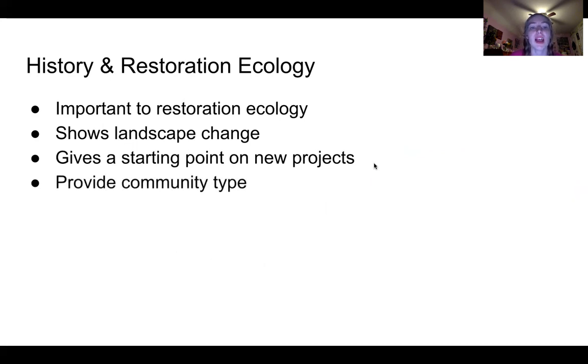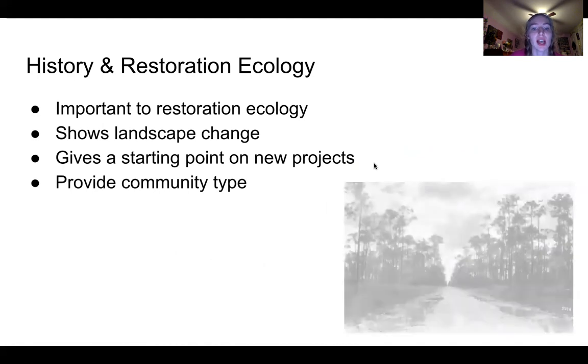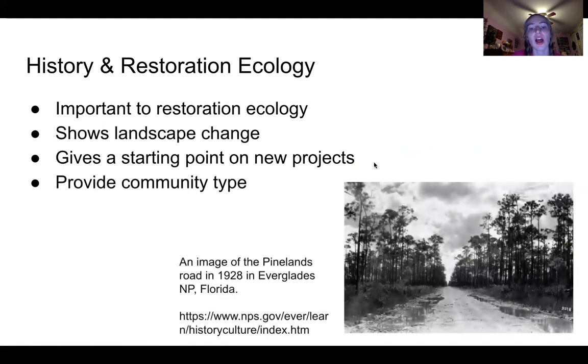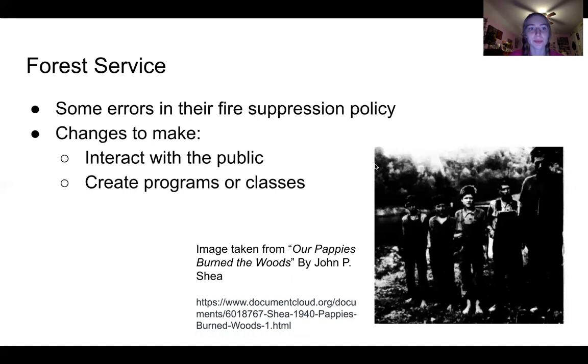Sometimes you have options, and it will provide you with the community type or types that have been there over time. So here's an image of the Pinelands Road in 1928 in Everglades National Park in Florida, and they've documented this road and taken pictures of it throughout decades. So if you were going to restore this area, you could go through all the data and all the images that they had through various decades and look at how it's changed over time.